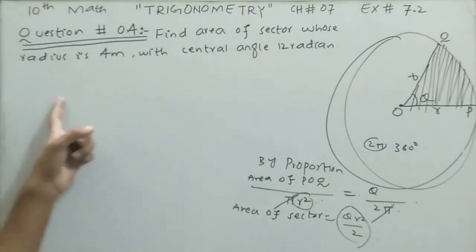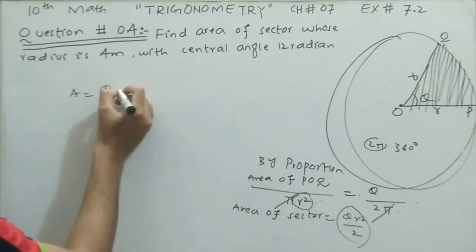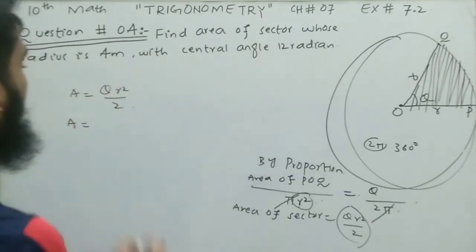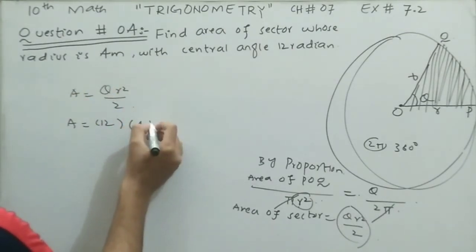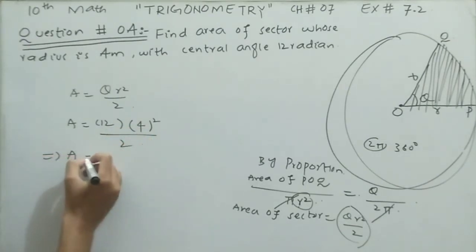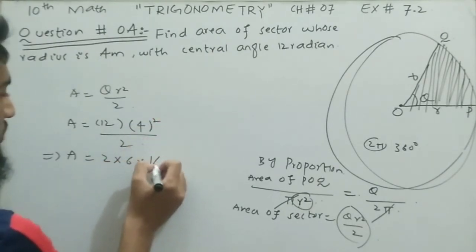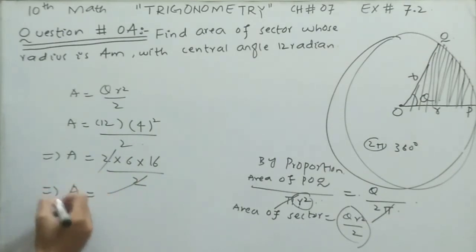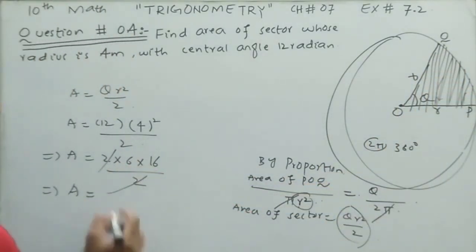Now we will solve question number 4 using this formula. So area of sector is equal to theta r square divided by 2. Now putting values, our required area will be theta, which is 12 radian, multiplied by r square. R is 4, which is the radius of the circle. So 4 square divided by 2. Now by simplification, 12 can be written as 2 multiplied by 6, and 4 square is 16, divided by 2. This 2 is cancelled with this 2. So our required area of this sector will be 6 multiplied by 16, which gives us 96.